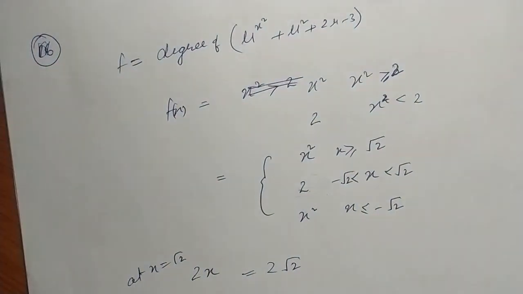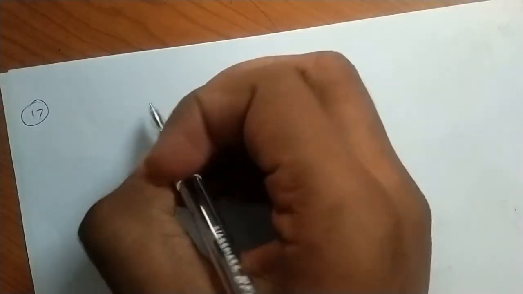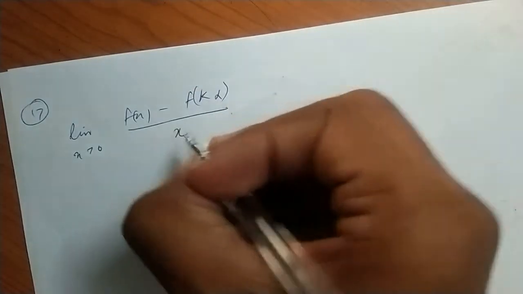Okay. Moving to next question, question number 17. So we need to calculate the value of f dash 0 positive and f dash 0 negative. Okay. So question number 17. So limit x tends to 0, f(x) minus f(kx) upon x is equal to alpha.